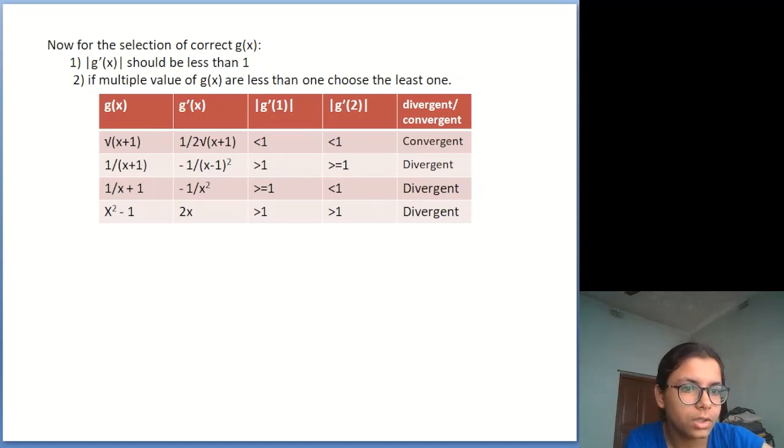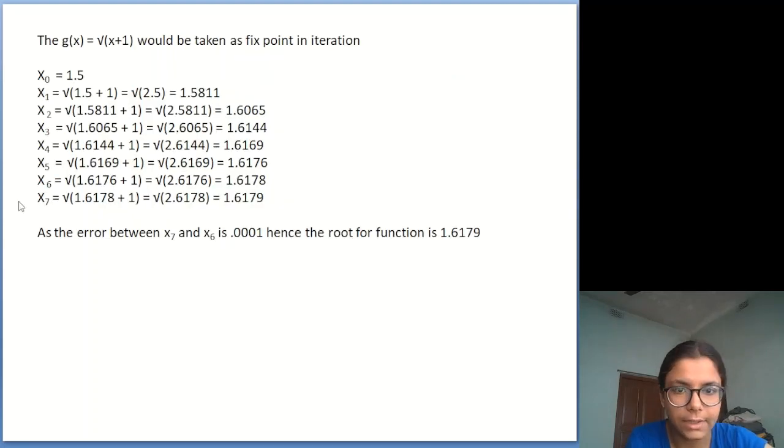And after seeing this, we could finally calculate our g(x), which is to be taken as a fixed point in the iteration: g(x) = root of x plus 1. We have firstly taken our x naught = 1.5. Now x naught, where did the x naught come from? The x naught came from the median value that we have taken in the earlier part of the video.